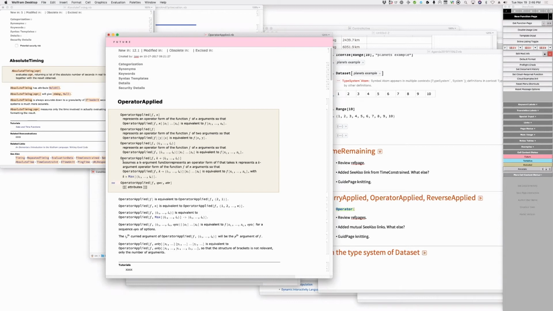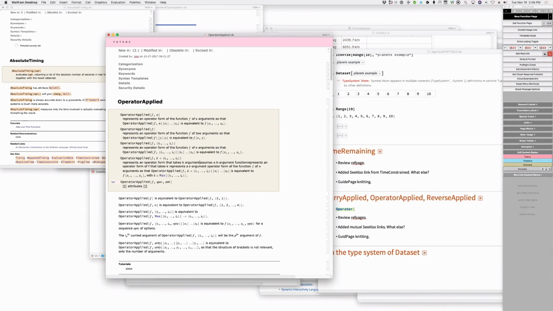Yes. Represents an operator form that takes K arguments. I mean, really, that's all we have to say. Okay. Keep the inequality or no? No, we'll put that in the notes. Yep.